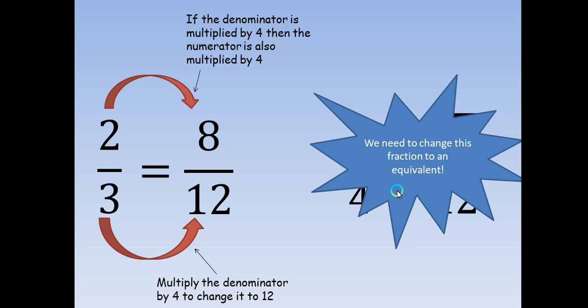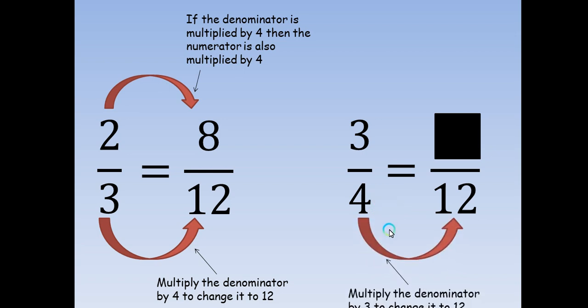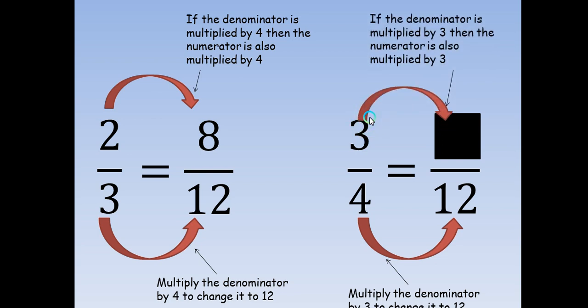We need to change this to an equivalent fraction. Now, what can we multiply by 4 to give us 12? It is 3. And when we multiply the down by 3, we'll multiply the up by 3. Can you see? So what is 3 times 3? It is 9. Very good, you guessed right.